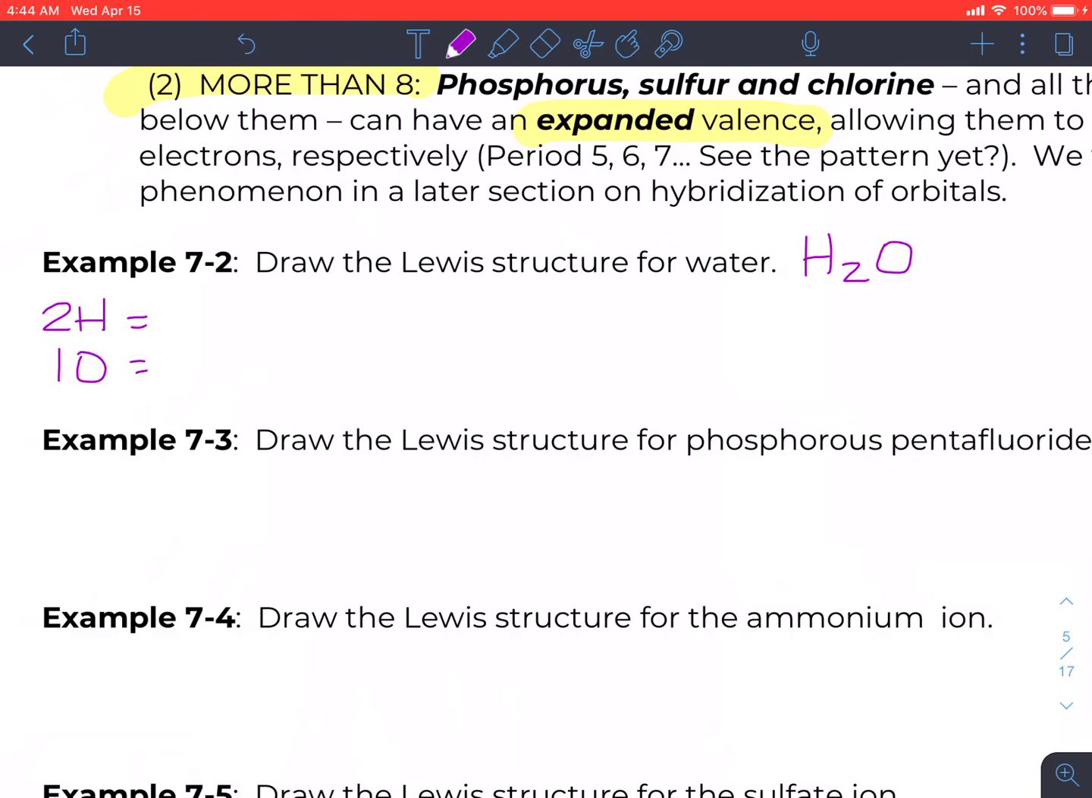Now remember, this is based on where the atoms fall on the periodic table. For main group elements, you should be able to look at the group number. So for example, hydrogen's in group 1, so it's going to have 1 electron. Oxygen's in group 6. Since there's 1 oxygen there, it's going to have 6 valence electrons. Then you're going to add up all the electrons. So because this is 2 and because this is 6, we have a total of 8 electrons to work with.